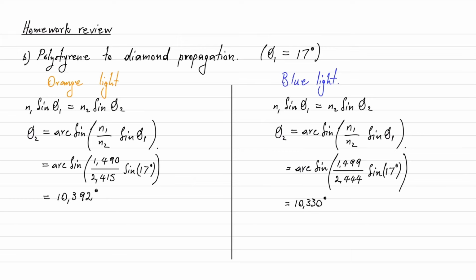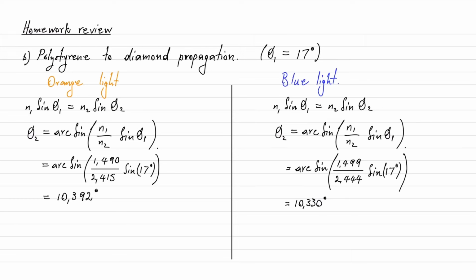It's worth mentioning that the index of refraction for polystyrene as experienced by orange light is different from that experienced by blue light. The point is n1 for the orange light is going to be 1.490, whilst for blue light it's going to be 1.499. And the same goes for diamond, because orange light interacts with the medium differently compared to blue light. Remember, that's why we have different indices of refraction. It has to do with how strongly the light interacts with the atoms of the medium.